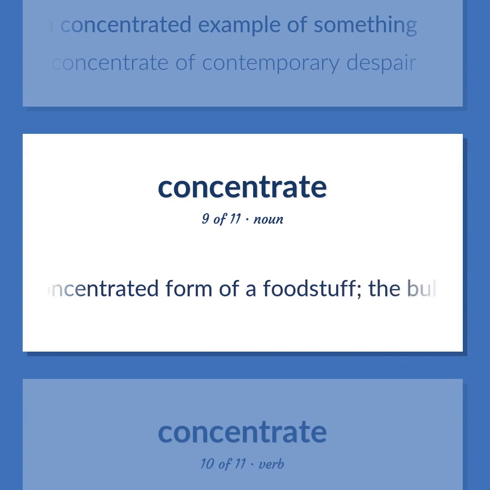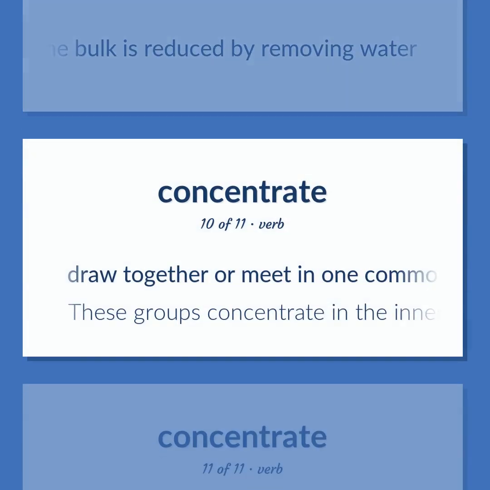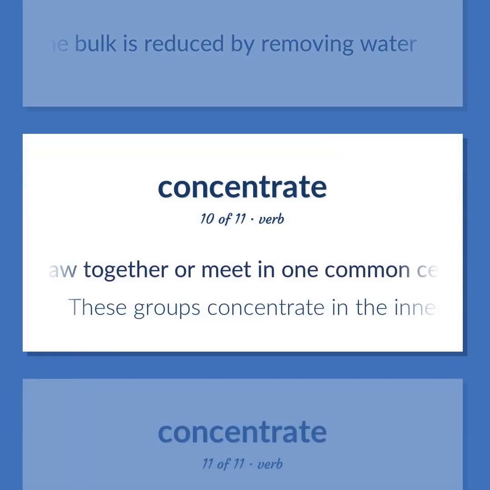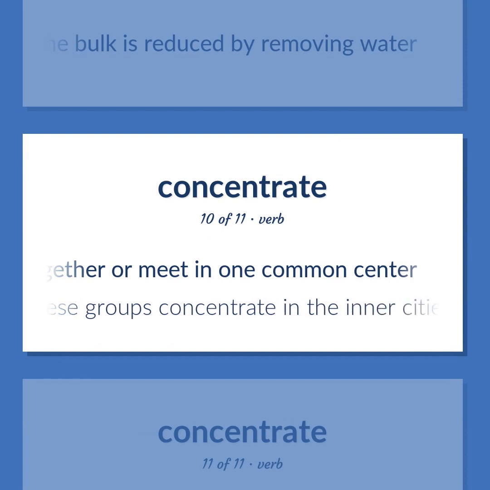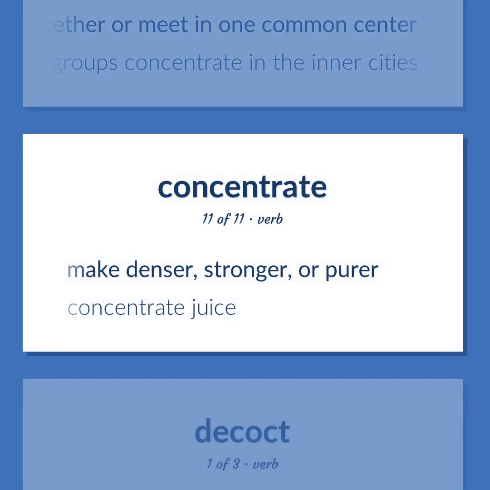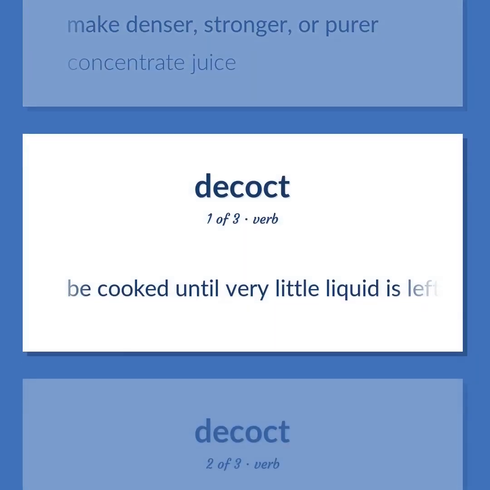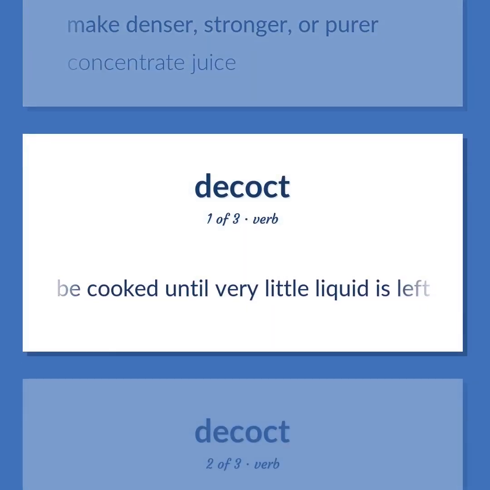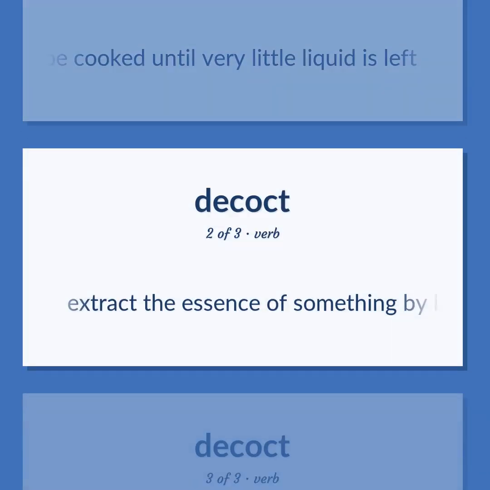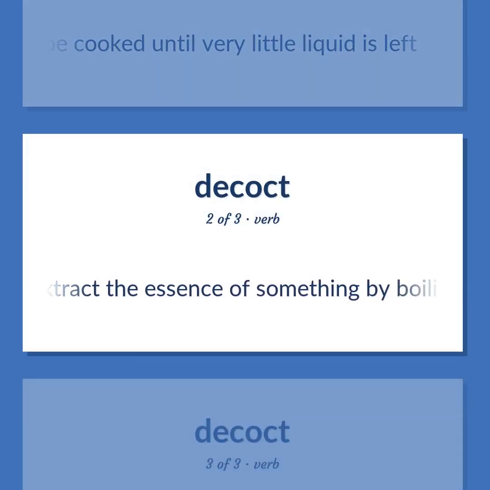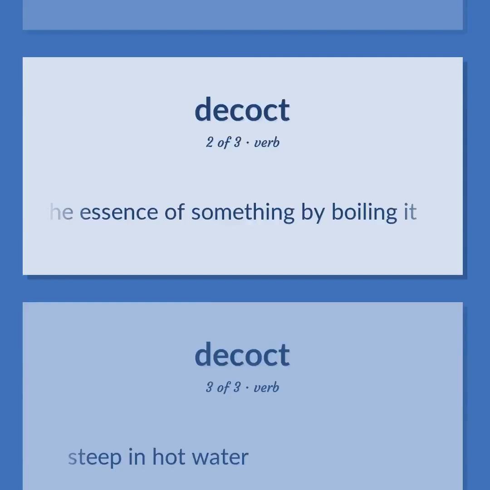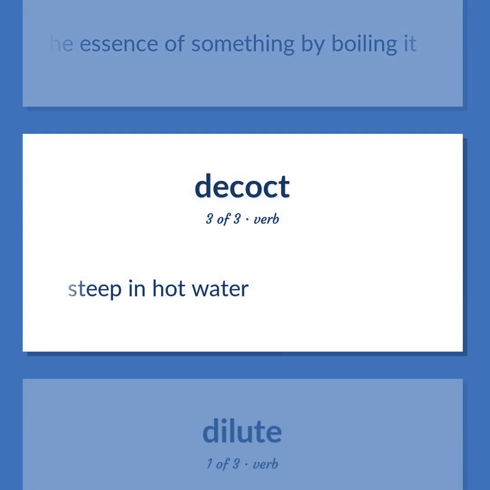A concentrated form of a foodstuff. The bulk is reduced by removing water. Draw together or meet in one common center. These groups concentrate in the inner cities. Make denser, stronger, or purer. Concentrate juice. Be cooked until very little liquid is left. Extract the essence of something by boiling it. Steep in hot water.